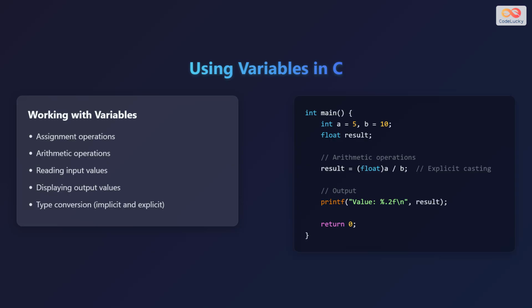Inside the main function, integer a is assigned a value of 5 and integer b is assigned a value of 10. Float result is declared. The result is assigned the value of a divided by b with explicit casting. The value is then printed to the console using the printf function.